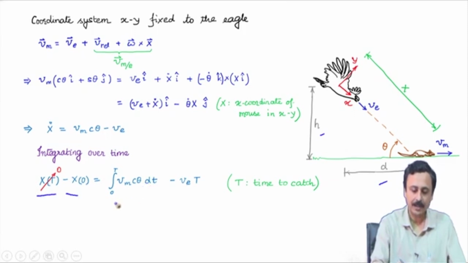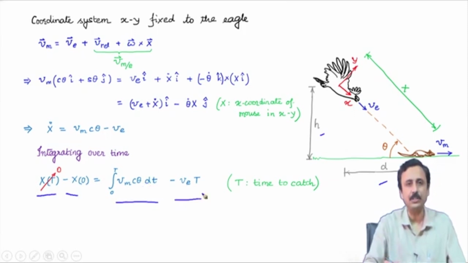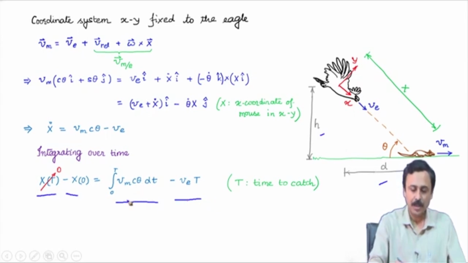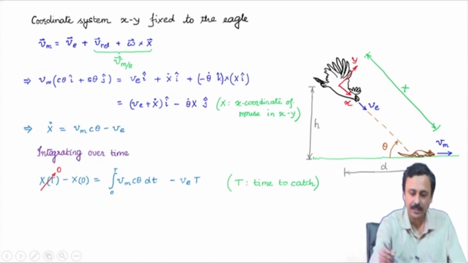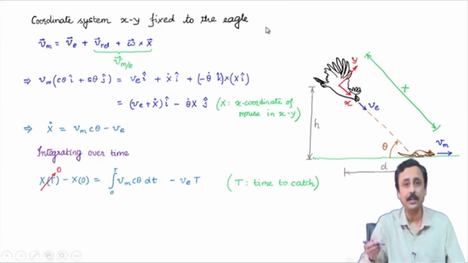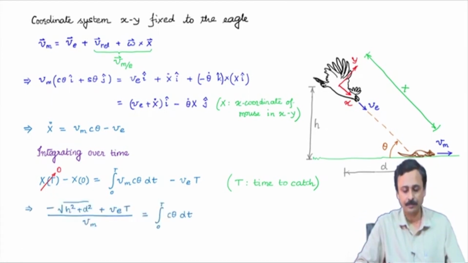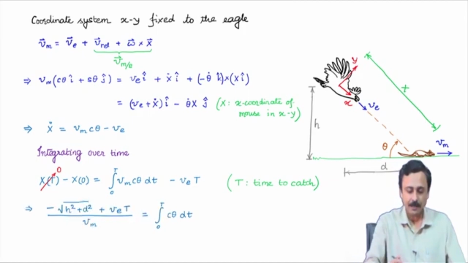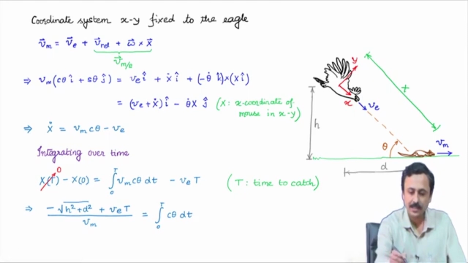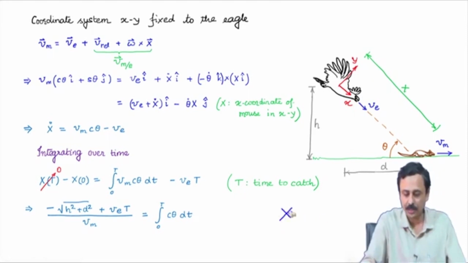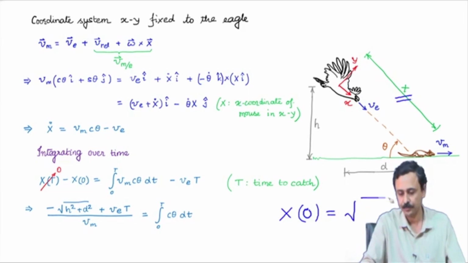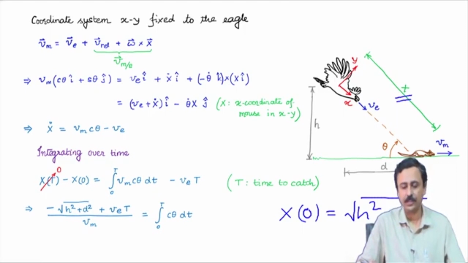On the right hand side, I have this integral. V e is a constant, therefore that integration is easy to do. But I have this cosine theta sitting inside the integral, and the variation of theta is not known to me. Let me keep it as it is. I have used this x 0, remember x 0 is this length x at time t equal to 0 when the eagle has just seen the mouse, and that must be equal to under root of h square plus d square.